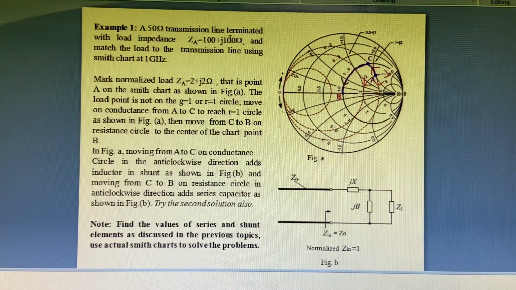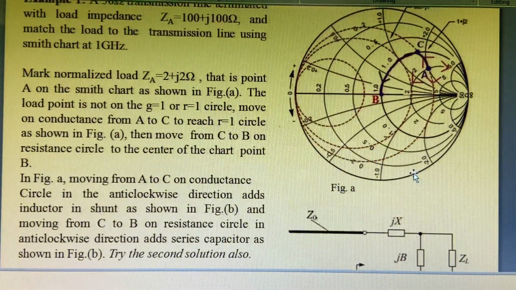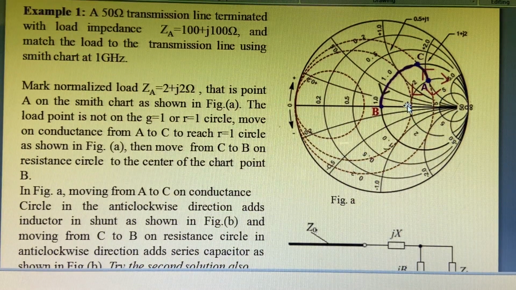So first you have to mark this on the Smith chart. To do that, you normalize this ZL by 50 ohm, that is 2 plus j2 ohm. So mark this normalized impedance, 2 plus j2 ohm, on the Smith chart as shown in this figure. This is the point A, the intersection of the R equal to 2 circle and the X equal to 2 circle.